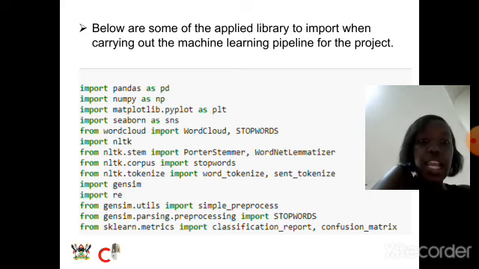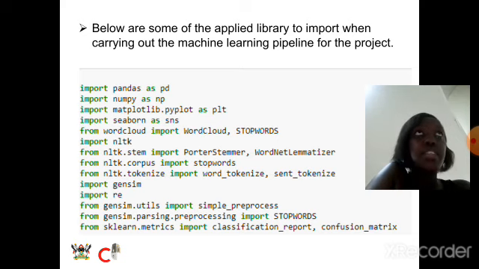Then the Scikit-learn metrics and the classification report, that one is going to help us calculate the accuracy percentage of the model, and also split the data into the training and also the testing.